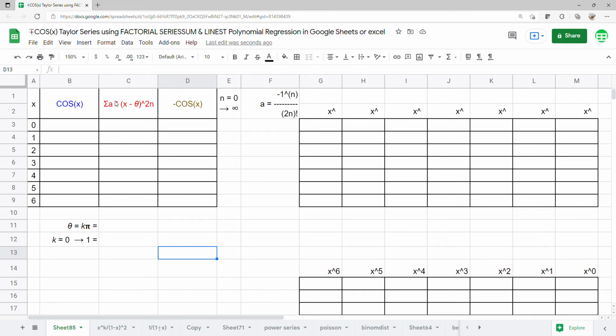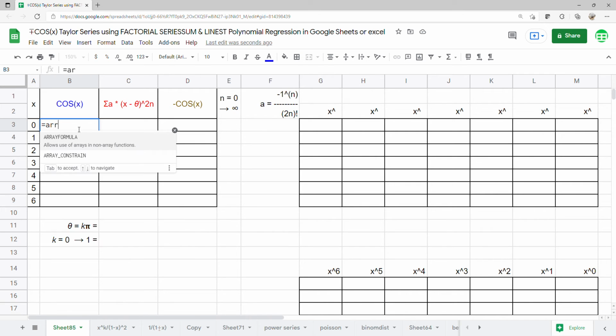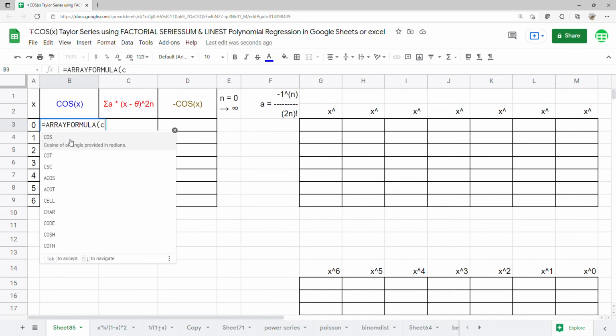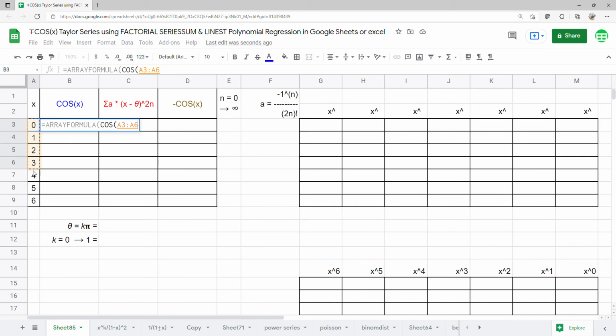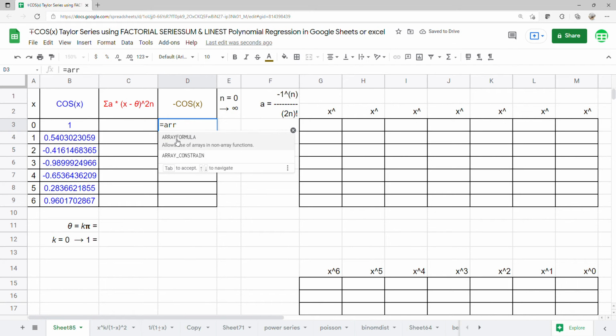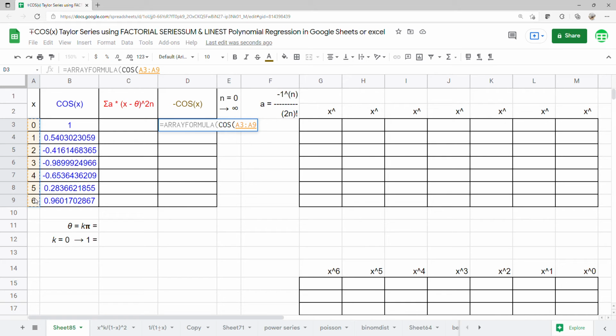In this video, we'll move the Taylor series expansion from cosine to negative cosine. We begin with the dataset of cosine. So, array formula, cosine of the x values 0 to 6, and the negative cosine. Array formula, cosine of the x values 0 to 6, and we factor in the negative sign.